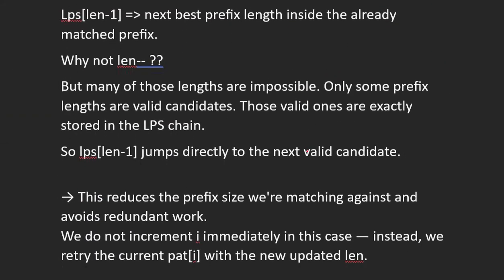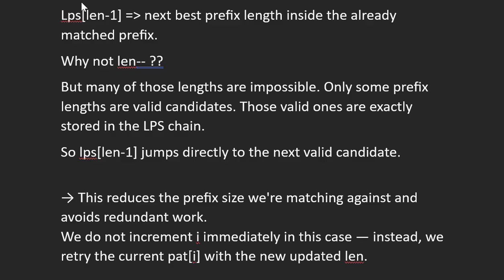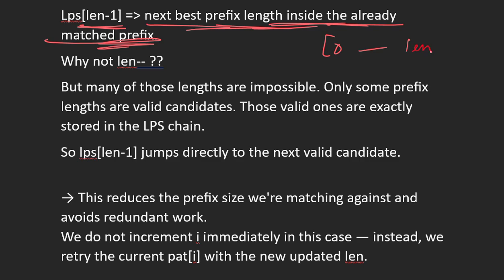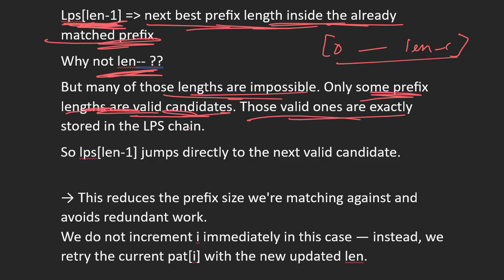So what we do is LPS of length minus 1, that is the next best prefix length inside the already matched prefix, right? And the already matched prefix is from 0 up to index length minus 1. Maybe you are thinking why haven't we done length minus minus, why we have taken LPS of length minus 1? The reason is that many of the lengths are not possible to find, only some prefix lengths are valid candidates, and those valid ones are exactly stored in the LPS chain.